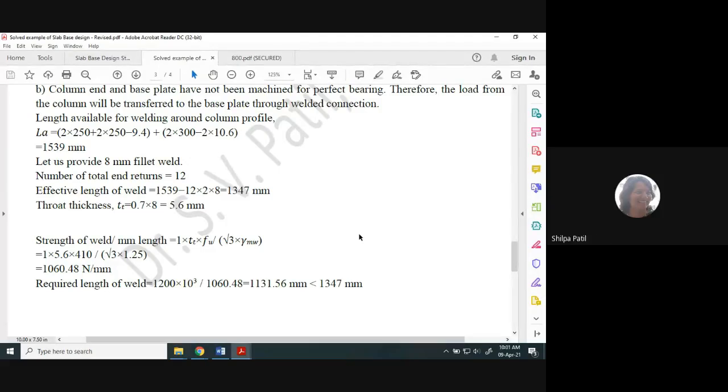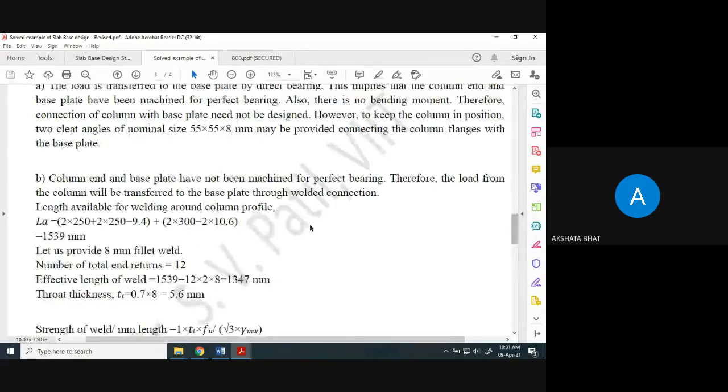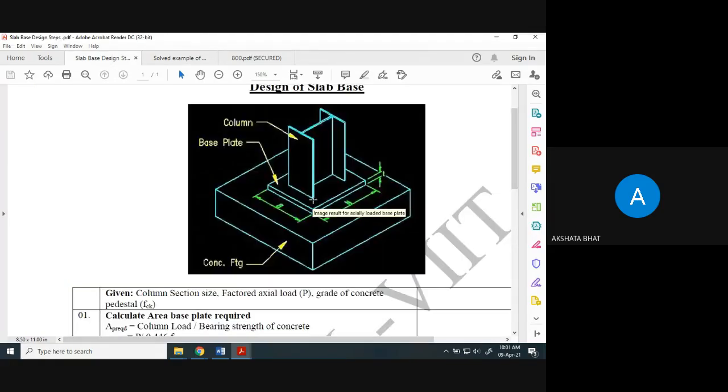Ma'am, while calculating L effective, we are deducting the thickness of the flange 2 times, but it should actually be deducted 4 times, no? Why? Ma'am, because when we weld the web on both the sides, then each side we are considering twice. This is 2 times 300, so this is 300 and this is 300, 2 times.